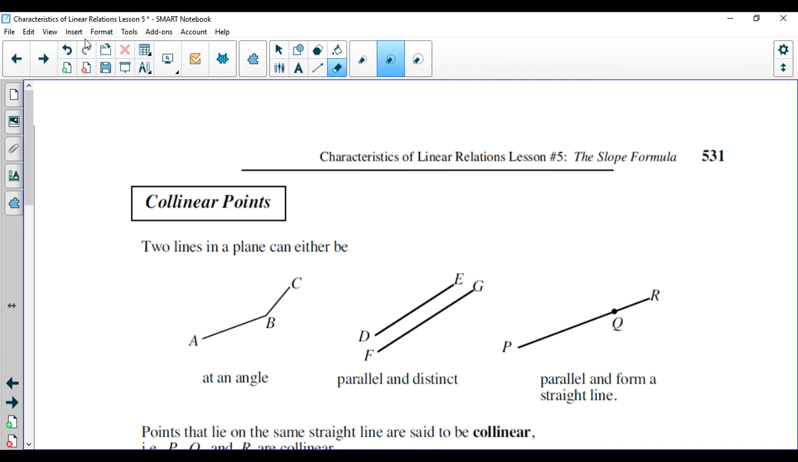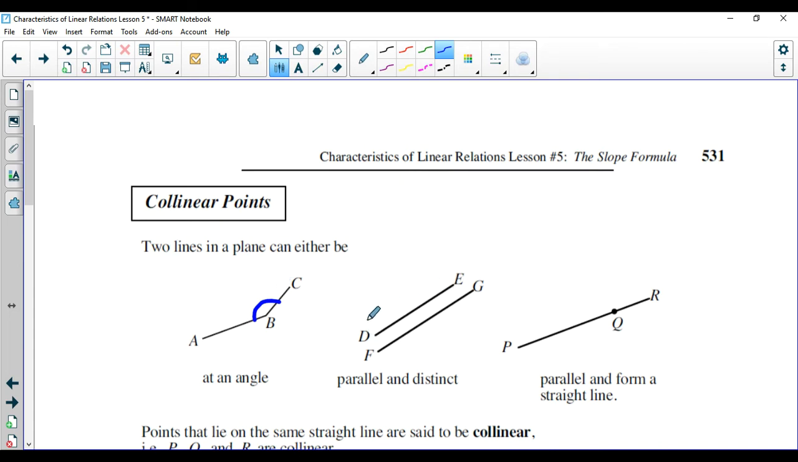Okay, so we're just going to talk about what it means for points to be collinear. Two lines in a plane can either be at an angle. So you have line segment AB and then BC, and there'll be some kind of angle between these 2 different line segments. I don't know what the angle is here. It looks like an obtuse angle, so it's bigger than 90 degrees.